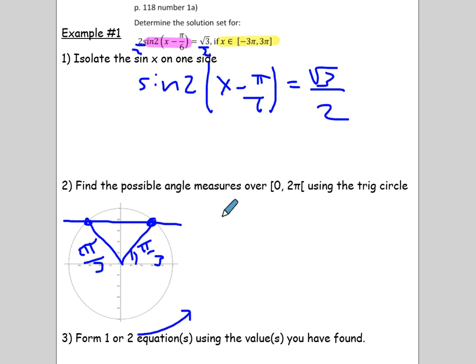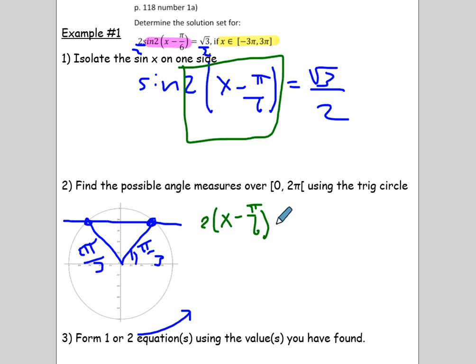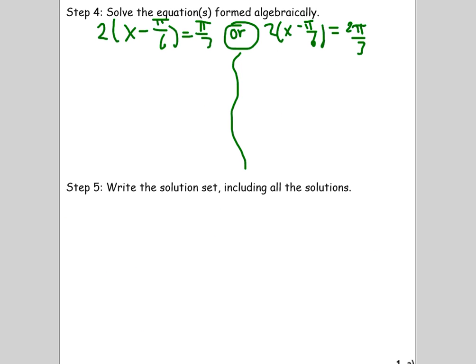So I can write down that my angle, which is this part here, my angle 2x minus pi over 6 can be equal to pi over 3, so that's my first equation, or 2x minus pi over 6 can be equal to, sorry for my 6, 2 pi over 3. And then using these two equations, in step number 4, we're going to solve for each.